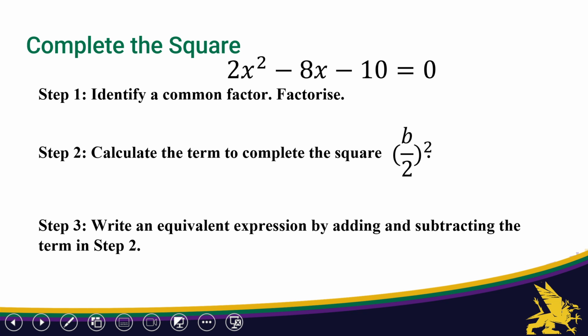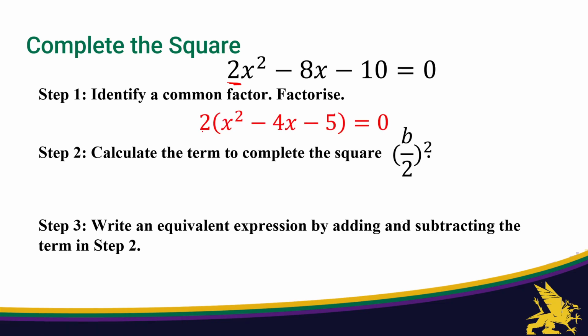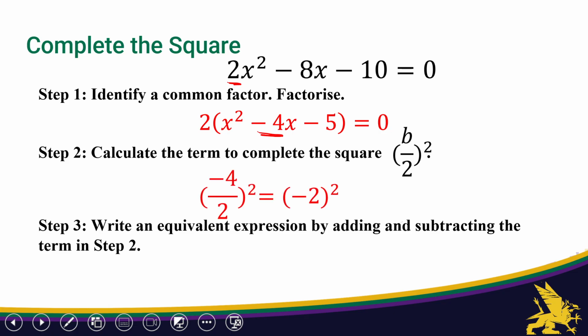Next question will be 2x squared plus 8x minus 10 equals 0. So in this case here, we're going to want our a to be 1. So that means I want to get rid of this 2. So I'm just going to factor it out. That means I've divided 2x squared by 2 to get x squared, 8x divided by 2 is 4x, and negative 10 divided by 2 is negative 5. I'm going to do the same thing. This time my b value will be negative 4. So negative 4 over 2 is just negative 2. So it's negative 2 squared.